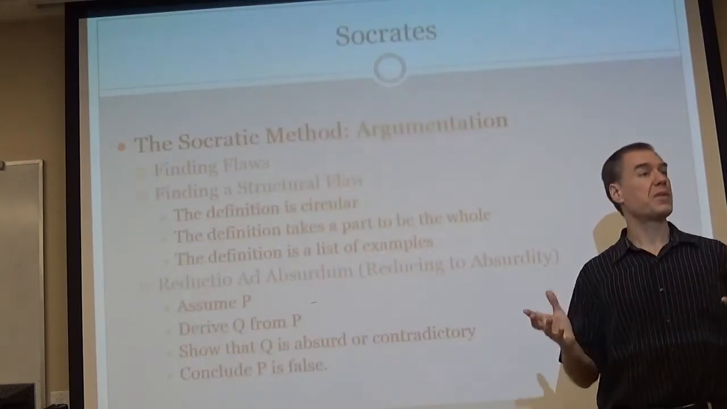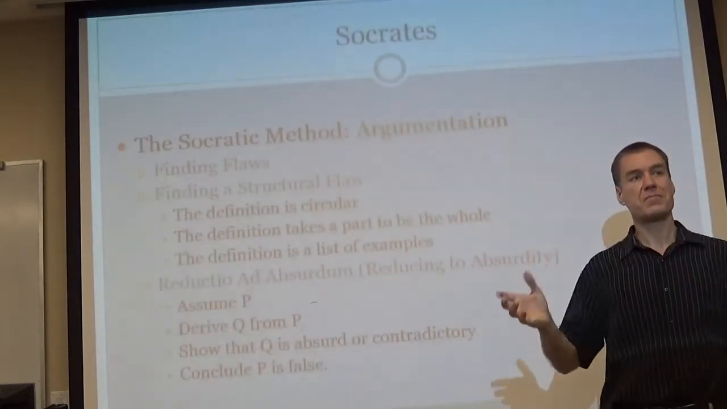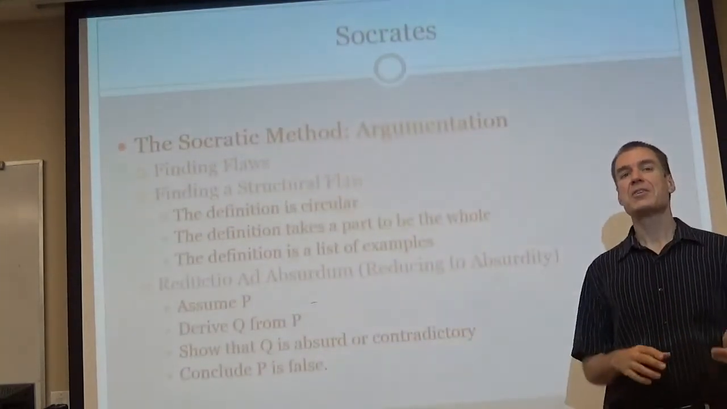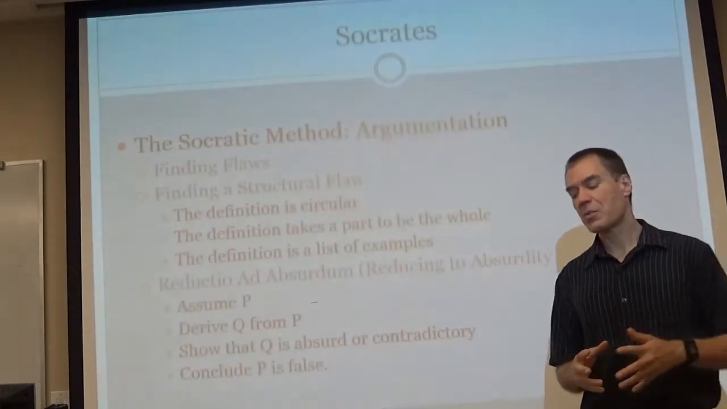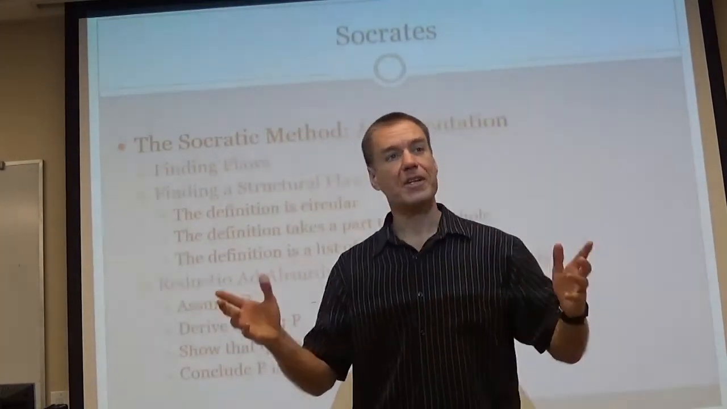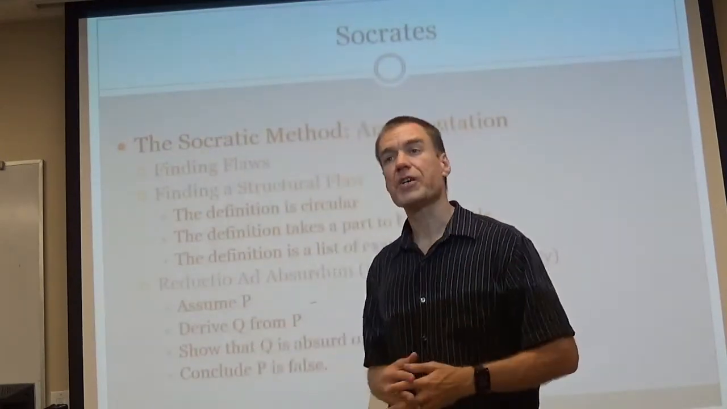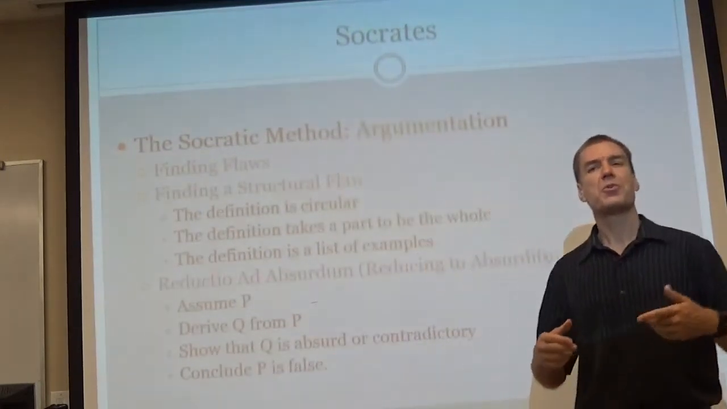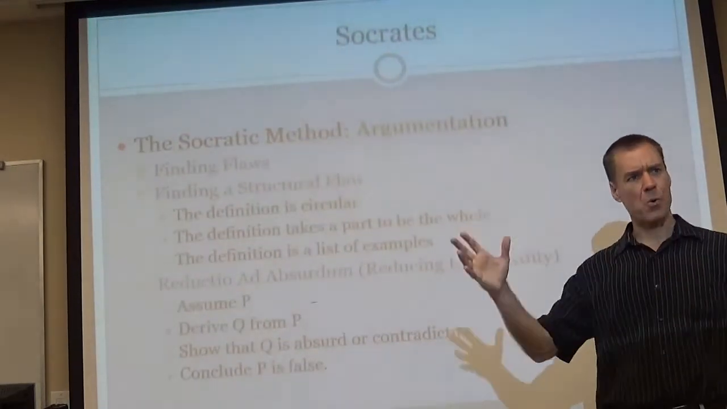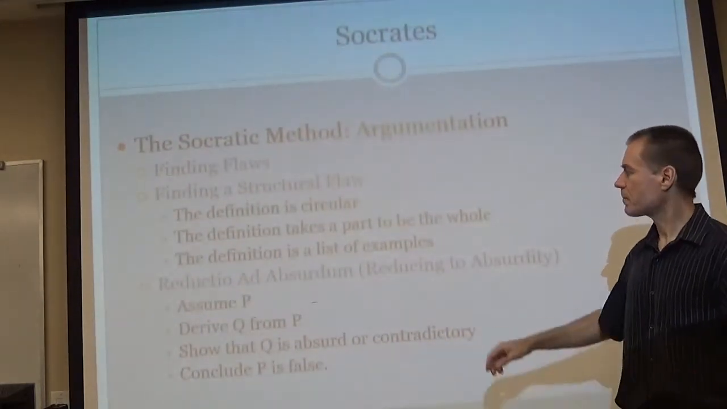Another common mistake that Socrates criticized is when a definition takes the part of something to be the whole of the thing. Basically, defining the whole area based on a small part of it. So if someone is trying to define morality, and they say, well, morality is justice. I mean, true, justice is part of morality, but that's only part of it. You can't define the whole by a part.